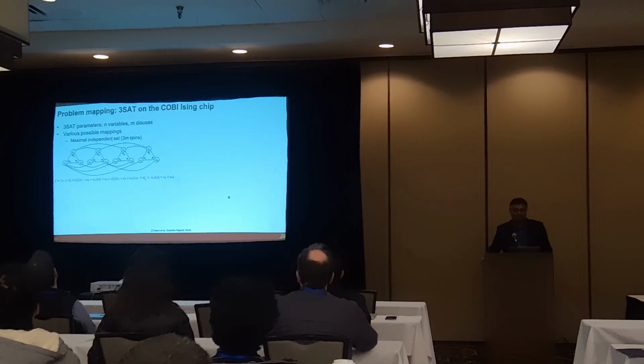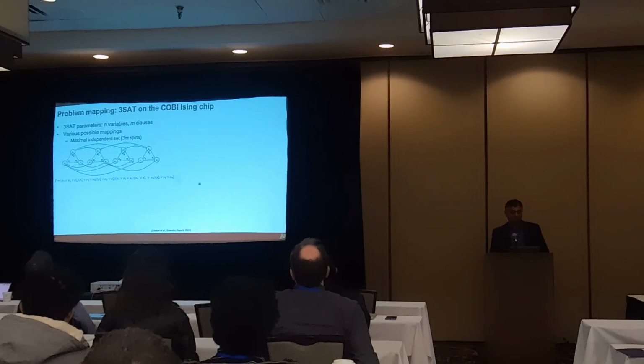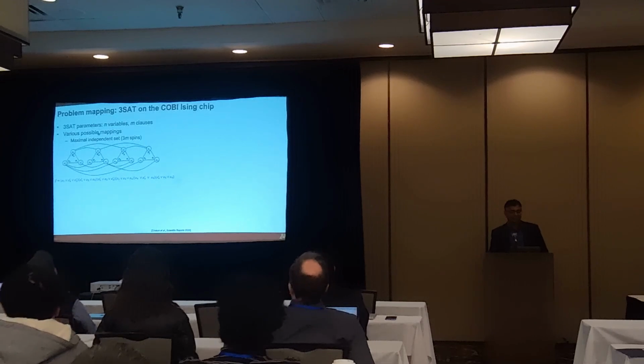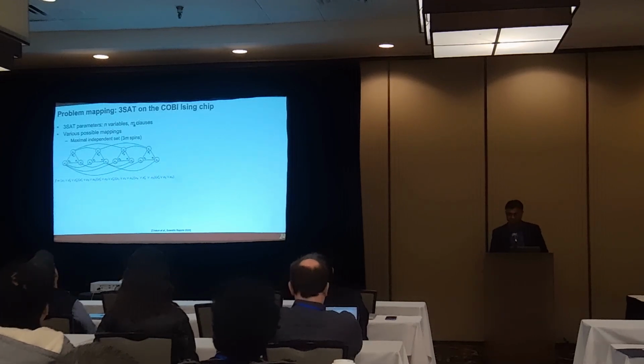How do I map a problem? Let's look at the 3-SAT problem, for instance. This is a classical mapping. So let's consider 3-SAT with n variables and n clauses. In this case, you can map it onto a maximal independent set problem. This is a classical mapping from Vazirani's textbook.